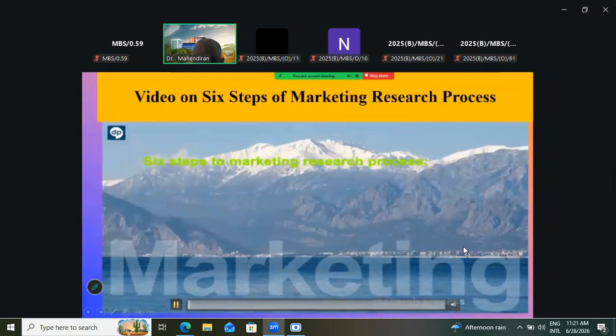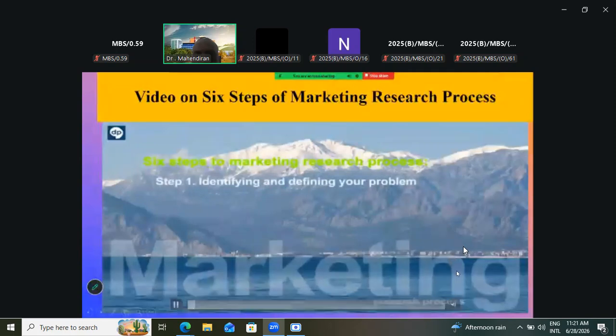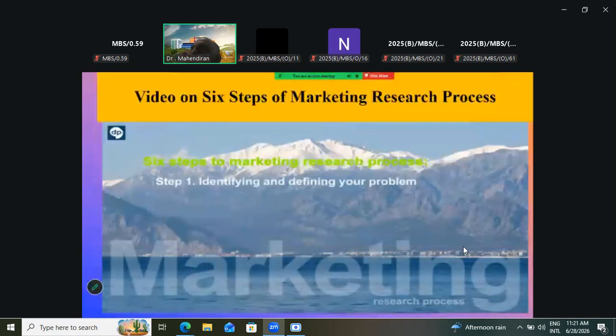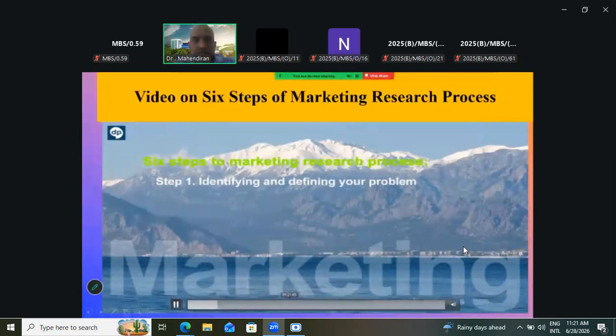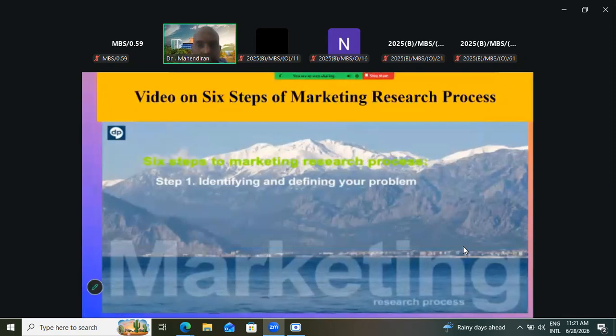6 steps to marketing research process. Step 1. Identifying and defining your problem. If you are considering conducting marketing research, chances are, you have already identified a problem and an ensuing informational need. Of the 6 steps in marketing research, this is always the first one. Your problem or issue will likely be recognized by one or more levels of management. Sometimes, further definition of the problem or issue is needed, and for that there are several tools you can use.